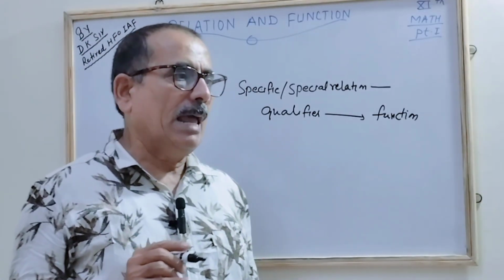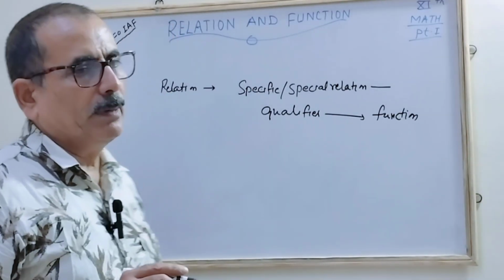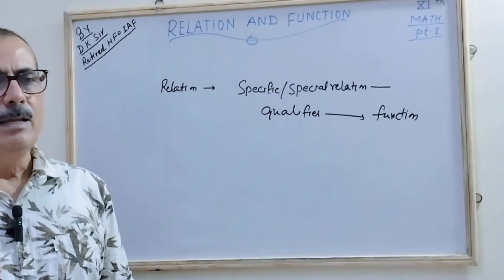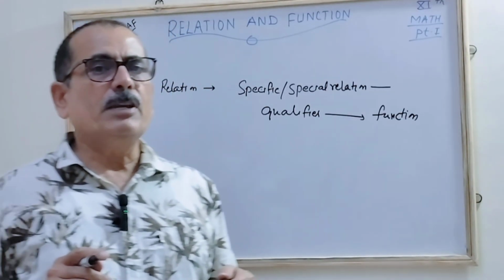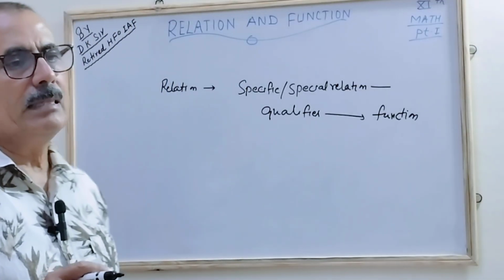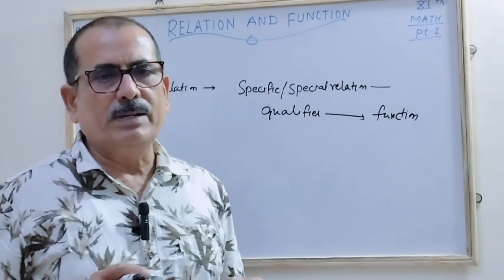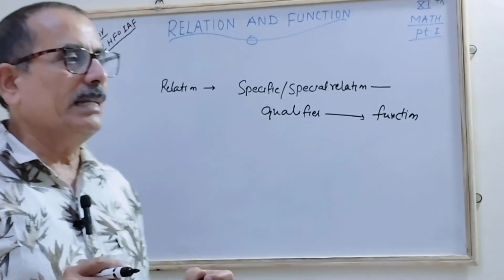A relation can be built up between two numbers, a relation can be built up between two human beings, a relation can be built up between the owner and the pets, a relation can be built up between any two alphabets, correct? So there are relations.